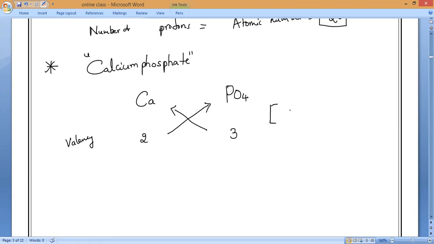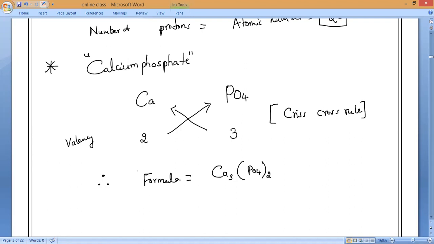Crisscross rule. So tell me what is the formula? Ca3(PO4)2. Ca3, PO4 twice. Calcium phosphate. Write it.